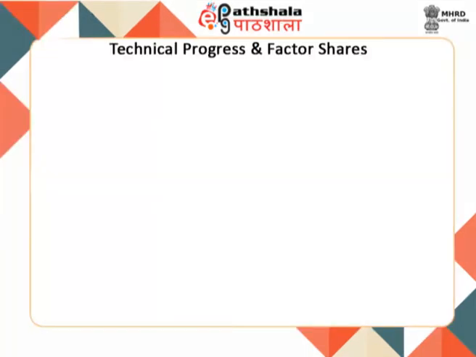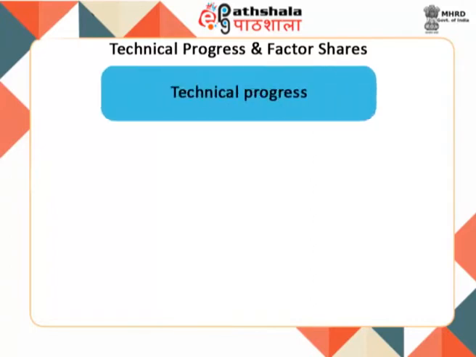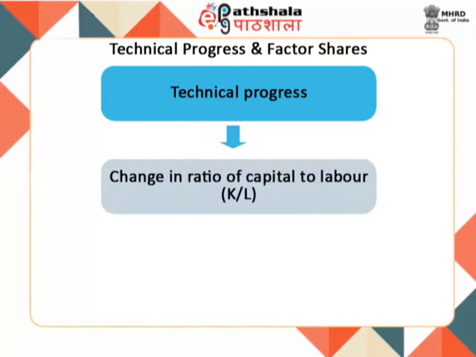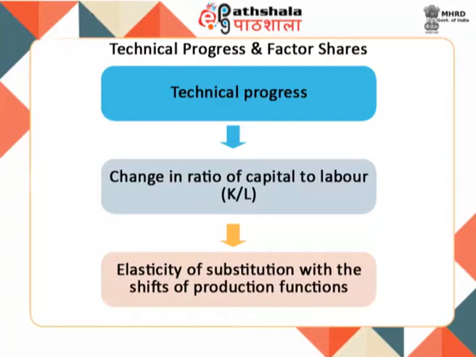Now we will move to the concept of technical progress and factor shares. In a dynamic and growing economy, technical progress happens continuously. This leads to a change in ratio of capital to labor and elasticity of substitution with the shifts of production functions. It is, therefore, important to examine how factor shares are affected by technical progress.